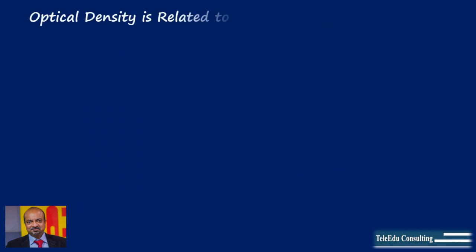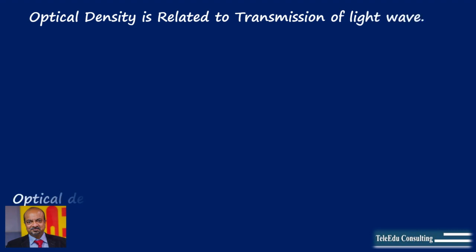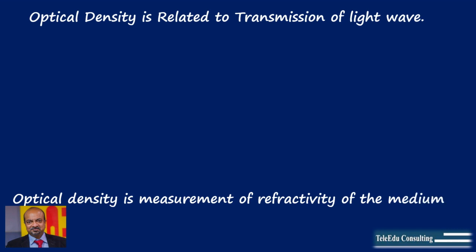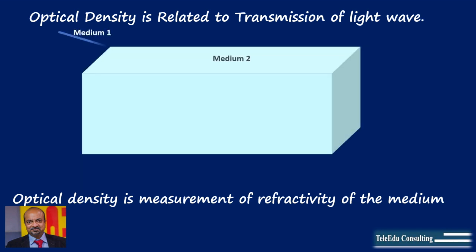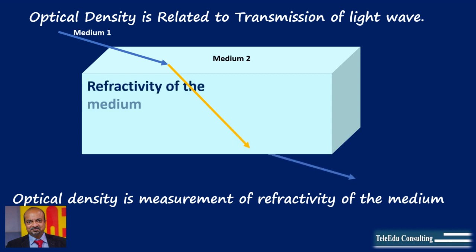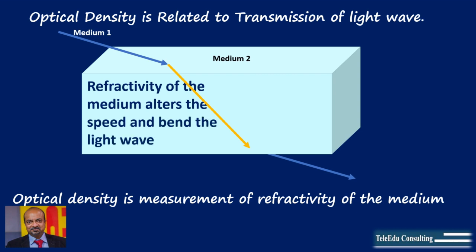Optical density is related to transmission of light wave. It is a measurement of refractivity of the medium through which the light wave moves, or how much light speed would change when the medium of its travel changes. As shown here, refractivity in simple words is the tendency of the light to bend rather than going straight when the medium changes. It also leads to change in the speed of the light signal when the medium changes.